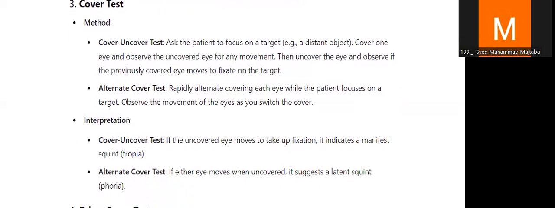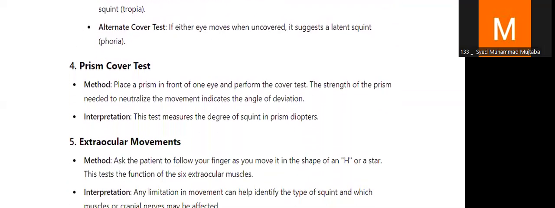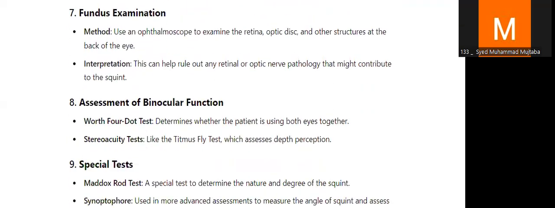Also, we will be doing the extraocular movement test, in which we will give the command to the patient to keep his head still and not to move his eyes. Then we will select a specific pen or a specific object and tell him to move his eyes to follow the pen. And we will note any restriction of the eye movements. So this covers mainly the process of squint examination.